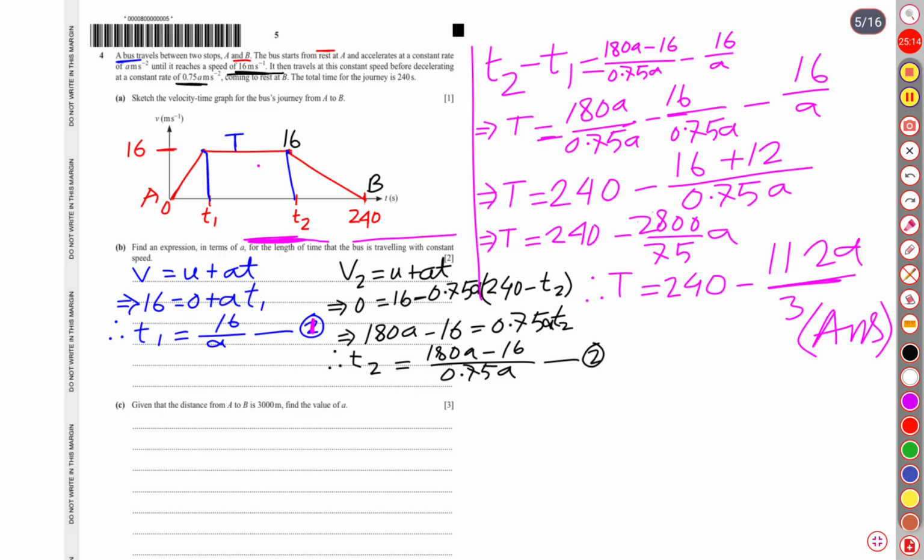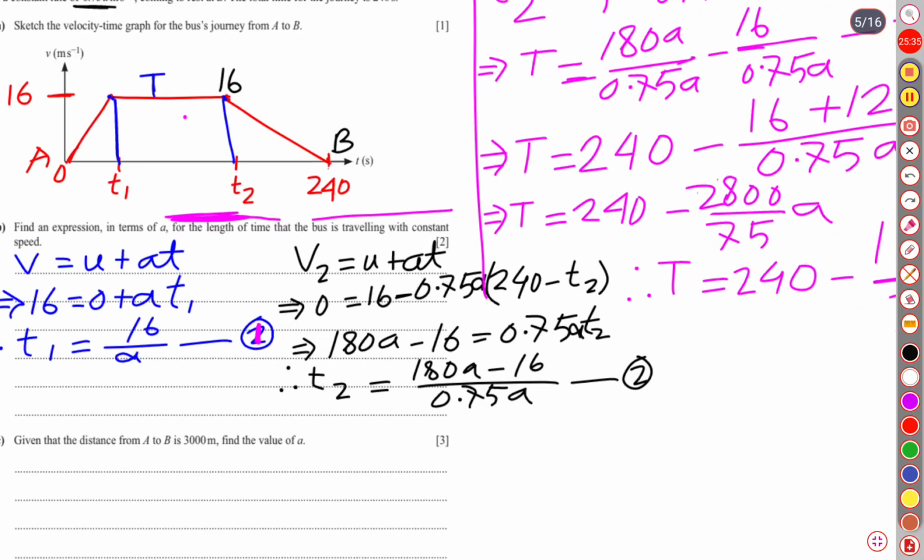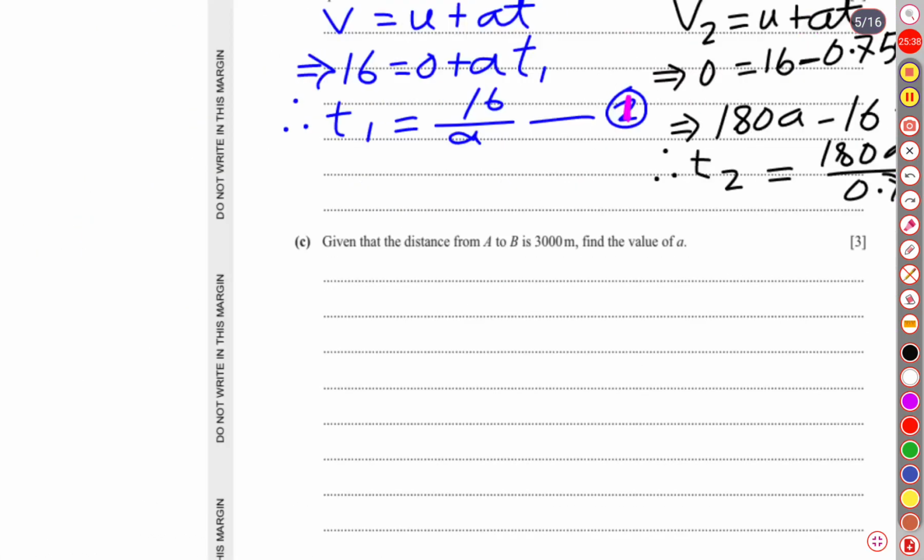We know distance is nothing but the area under the traveled line. So it is nothing but a trapezium, isn't it? So in this trapezium, we will find the area of this trapezium, which is the total distance. So total distance is written. What is the total distance written? Total distance.